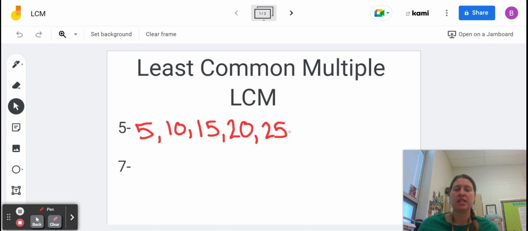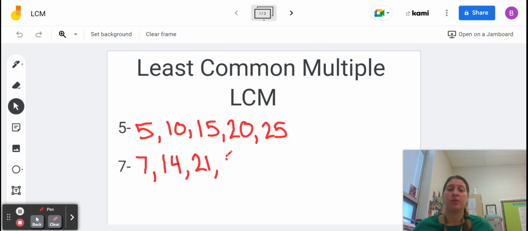Now I'm going to look down at the 7 and do my first 5 multiples of 7. I always start with 7 times 1, or the number times 1, so 7. 7 times 2 is 14. 7 times 3 is 21. 7 times 4 is 28. 7 times 5 is 35. So I have my first 5 multiples of both 5 and 7.